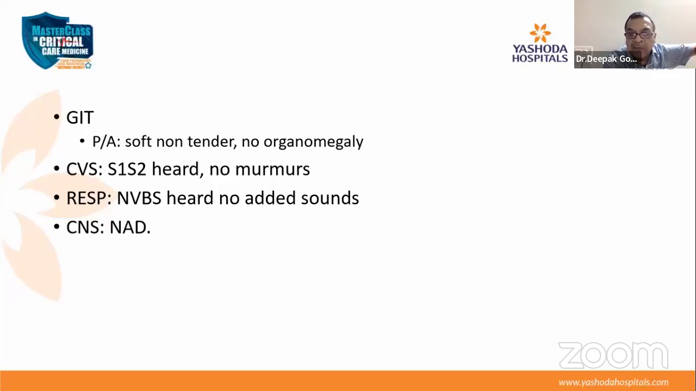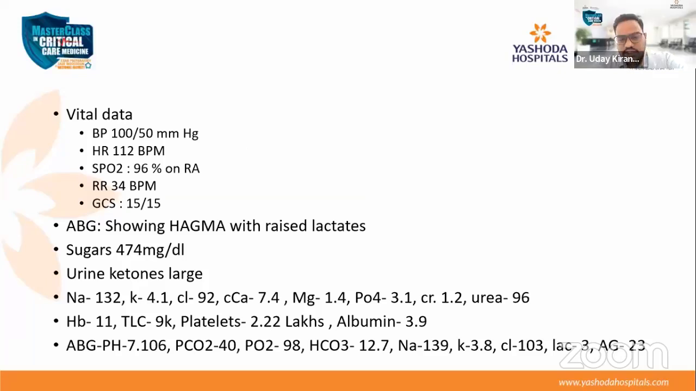And coming to the initial data, vital data includes blood pressure of 100/50 millimeters of mercury and a heart rate of 112 beats per minute, SpO2 on room air 96%, sir, and respiratory rate around 34 breaths per minute, and initial GCS was 15/15, sir.